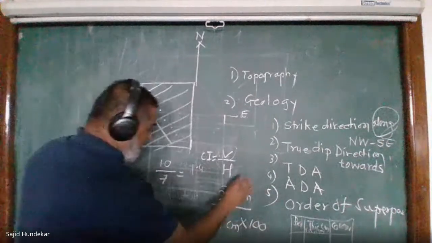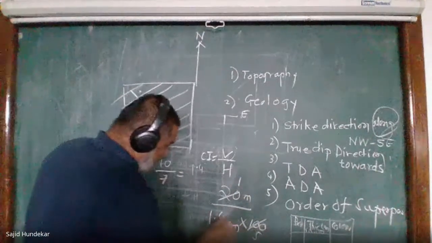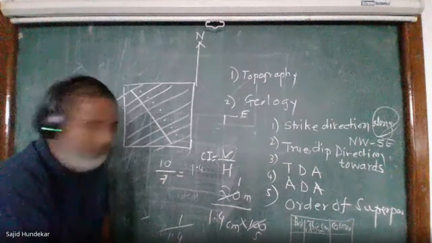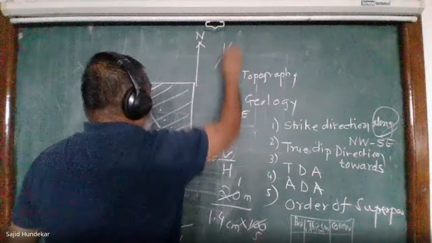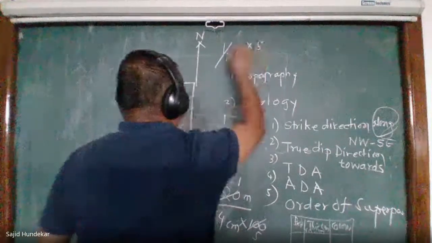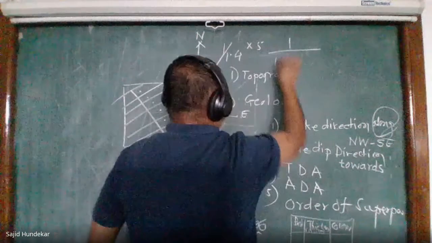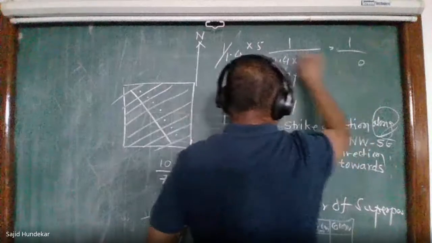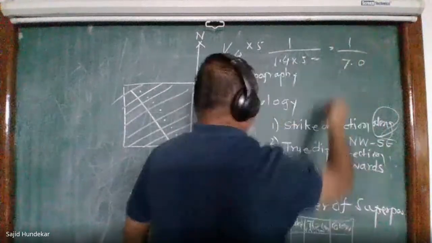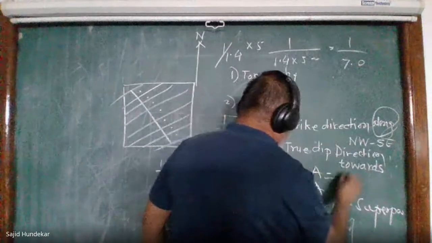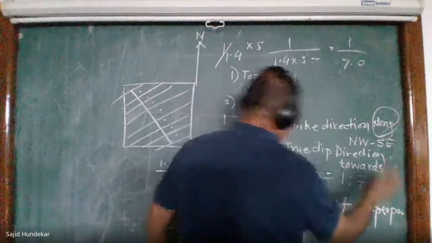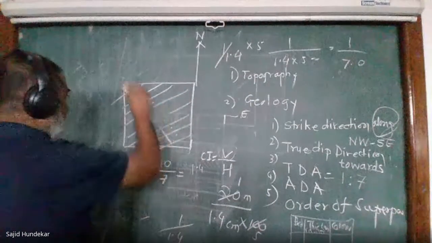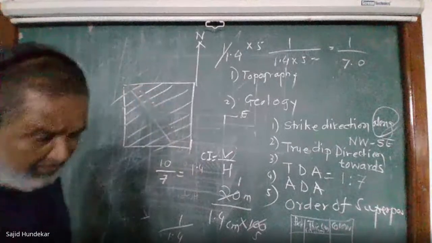So 20 by 140, and here it is 5. So directly whatever you got is 1 upon 1.4 into 5. Can you see now? Yes. So here 1 upon 1.4 into 5 you got. So the answer will be 1 upon 7. So when we are going to write, the true dip amount is 1:7. This is the way we have to write it down, because it is in the ratio we have taken. Now the next one, this is about the perpendicular distance.